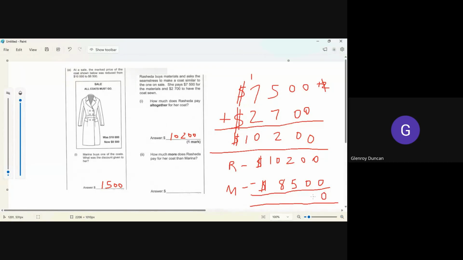So 0 minus 0 is 0. 0 minus 0 is 0. 5, can I take 2? You go to the 1. Can I have 1? Sure. That turns to 0. We have 10. Take 1 from 10, that's 9. And we have 12. 12 minus 5 is 7. And 9 minus 8 is 1. So, Ariana, what did you get? 1,700? Yes, sir. All right. Excellent.